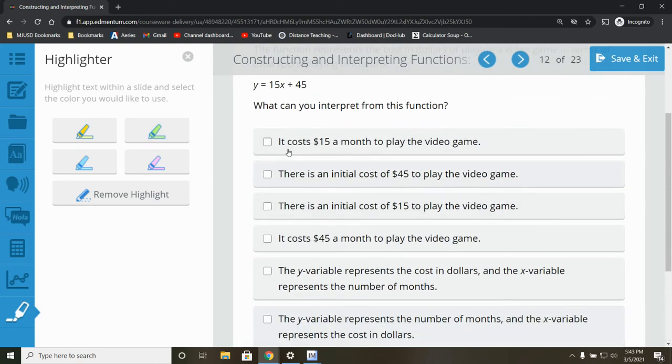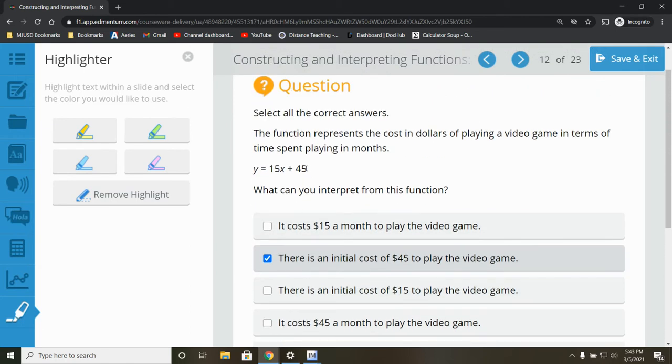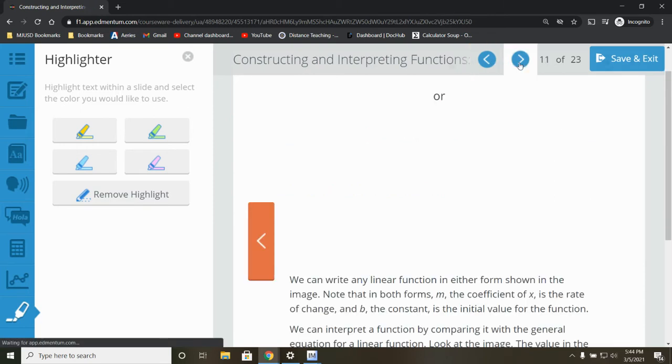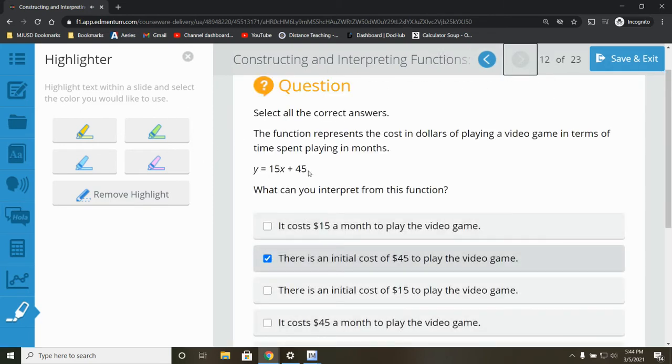Let me try again here. There is an initial cost of $45 to play the game. So let's say you buy Fortnite. I know it's free, but you buy it. It costs $45 before you can even start playing. So that's the $45 there. They're not going to let me highlight it. Let me see if I can go back and try it again. So the $45 in green is the initial cost to play the game.